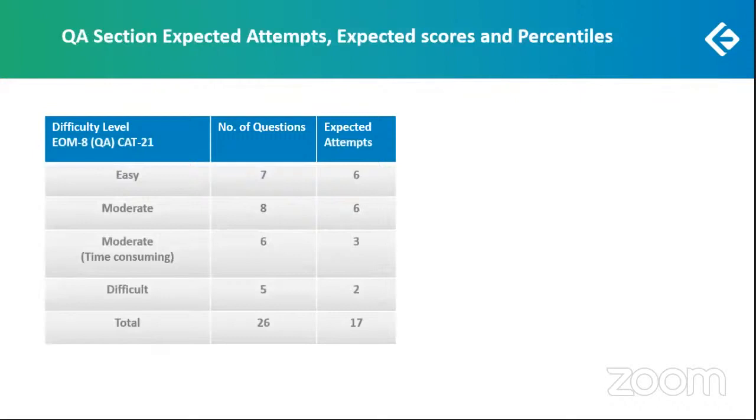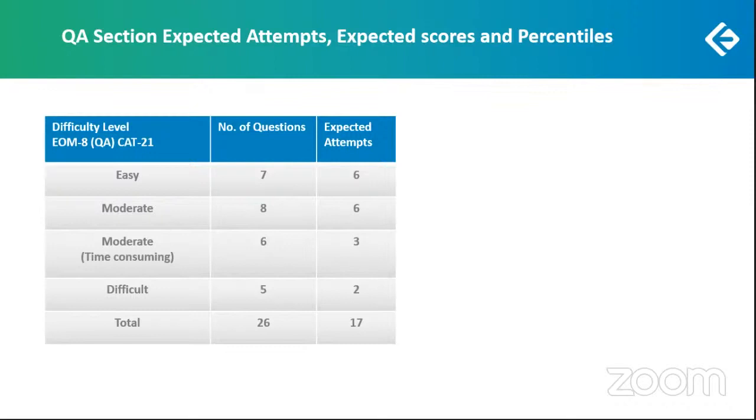So based on this analysis, this is what we get. This is the summary of whatever we have discussed in the last 4 to 5 slides. There were 7 easy questions, and we suggest that most of these should be attempted, roughly 6 out of 7. For moderate questions, this has to be bread and butter, the first 2 categories. Out of 7 plus 8, 15 questions, one should be able to solve 6 plus 6, 12 questions comfortably. For moderate but time-consuming, we expect roughly 50% to be solved, and from difficult questions, we expect 2 out of 5 can be attempted as well.